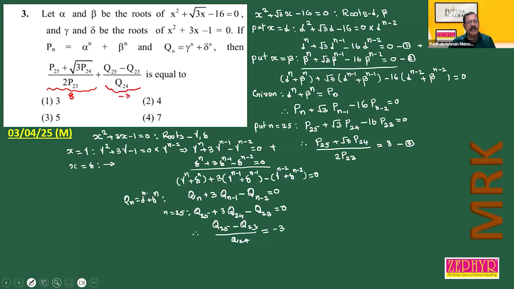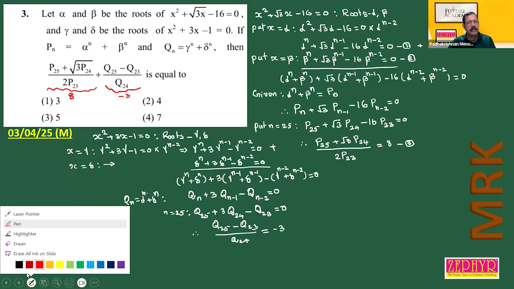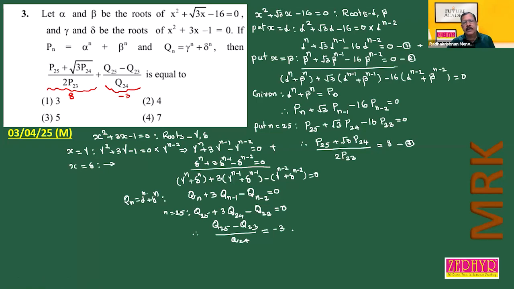So on simplification, you will be getting 8. Let this be equation 4. You are being asked to find out equation 3 plus equation 4, which is equal to 8 minus 3, which is equal to 5. Okay, these types of questions are very common.